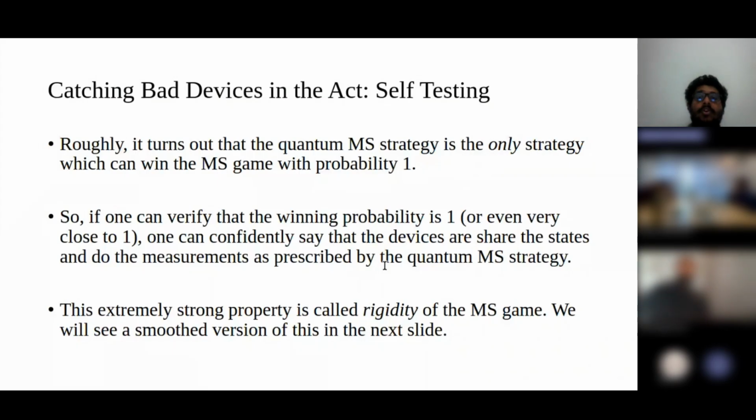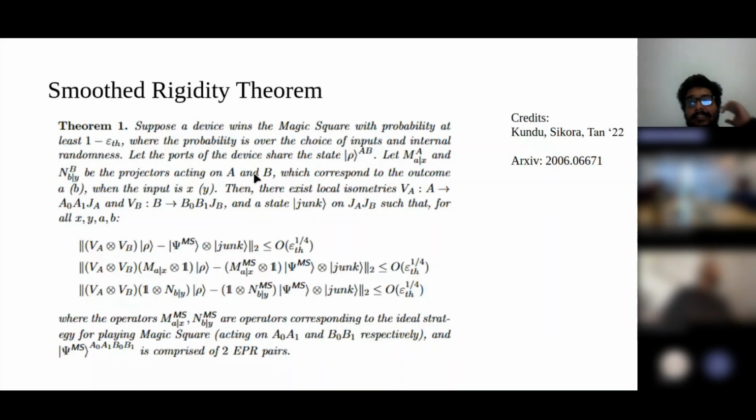Okay, so this is kind of a leash on quantum strategy, and this is very quantum specific. I don't know of anything in the classical world which has this property. And this property is called the rigidity theorem. Magic Square satisfies the rigidity. CHSH satisfies the rigidity. I'll just flash the statement from Srijita's paper.